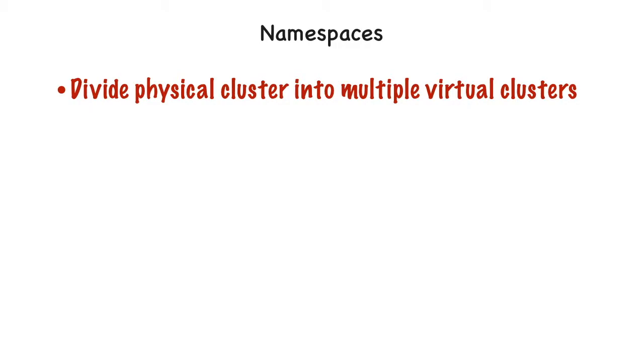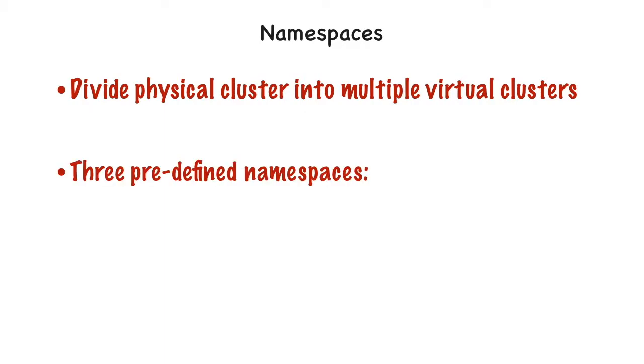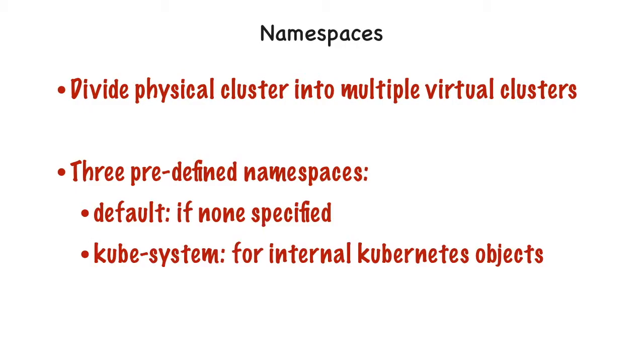By default, when we create a Kubernetes cluster, there are going to be 3 namespaces already in existence. The first of these is called default. This is a default namespace for objects where no other namespace is explicitly specified by the administrator or the user. The second pre-existing namespace is called kube system. This is a namespace for all objects created by Kubernetes.